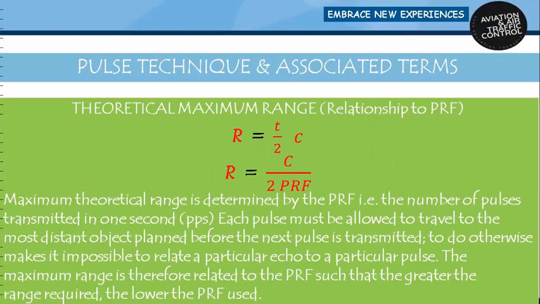Each pulse must be allowed to travel to the most distant object planned before the next pulse is transmitted. To do otherwise makes it impossible to relate a particular echo to a particular pulse. The maximum range is therefore related to the pulse repetition frequency, such that the greater the range required, the lower the pulse repetition frequency used.